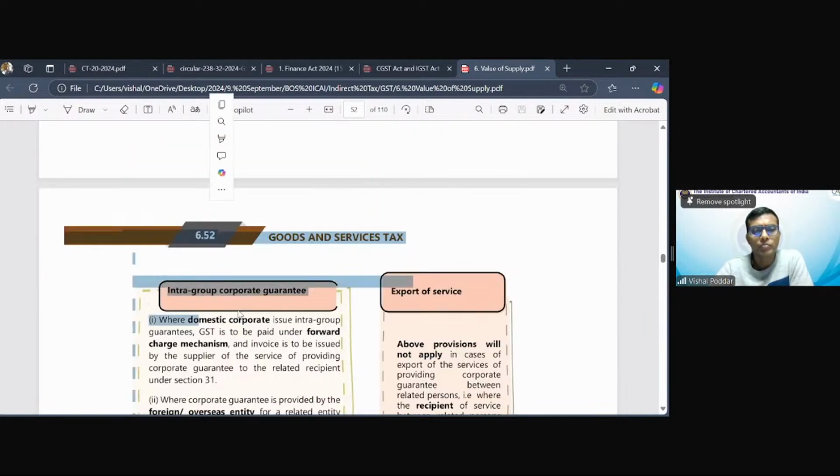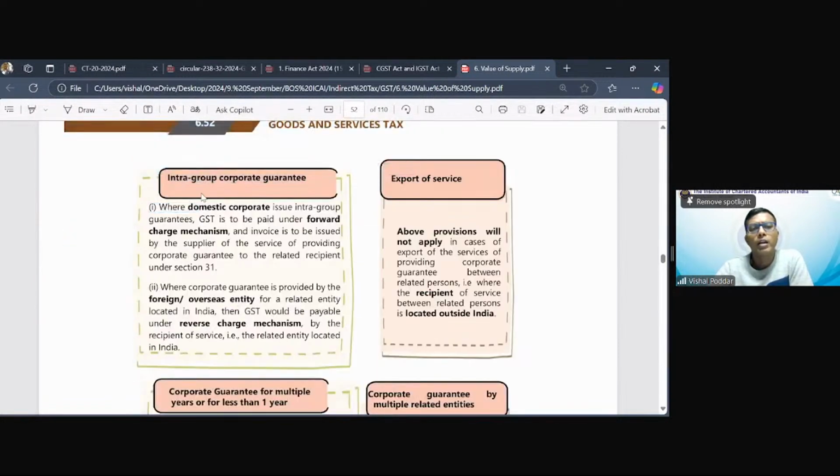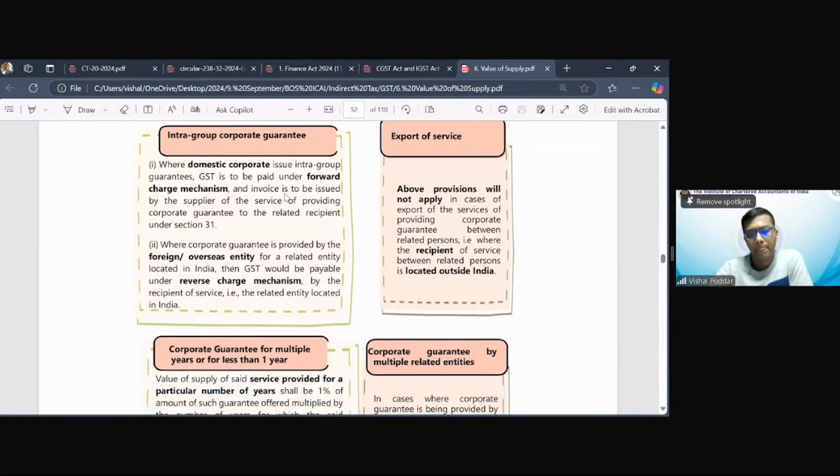Next is intra-group corporate guarantee. Now, what is this? Where a domestic corporate issues an intra-group guarantee, GST is to be paid under forward charge mechanism. Where corporate guarantee is provided by a foreign overseas entity to a related person located in India, GST would be paid in RCM. So where an Indian company is giving a guarantee for its foreign company, the supplier is in India, and forward charge is applicable.